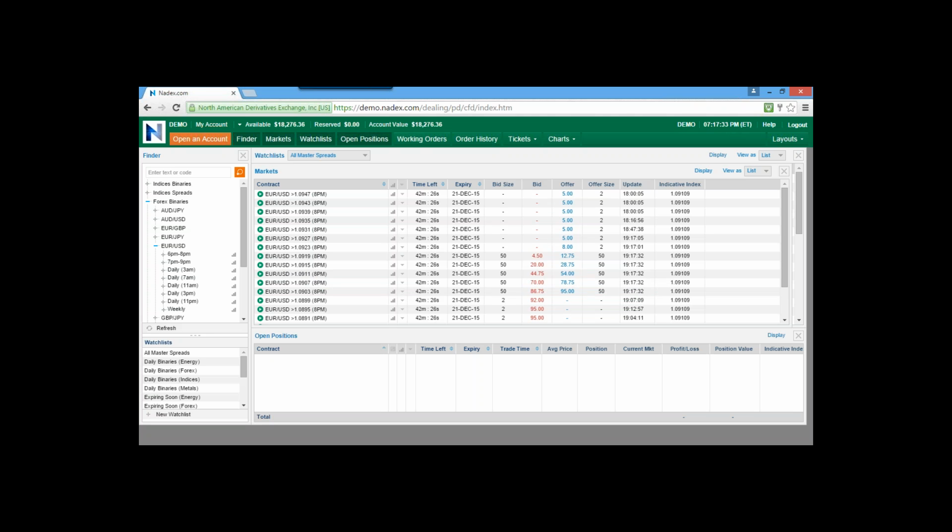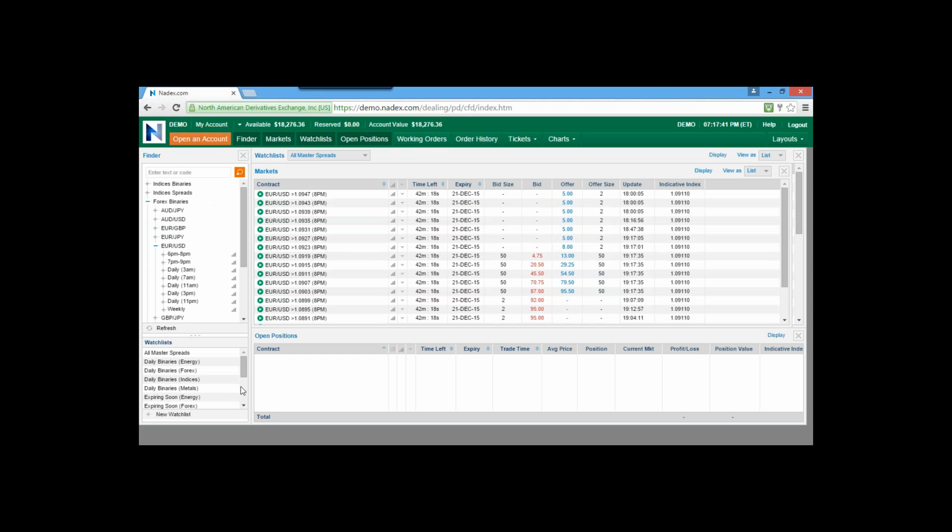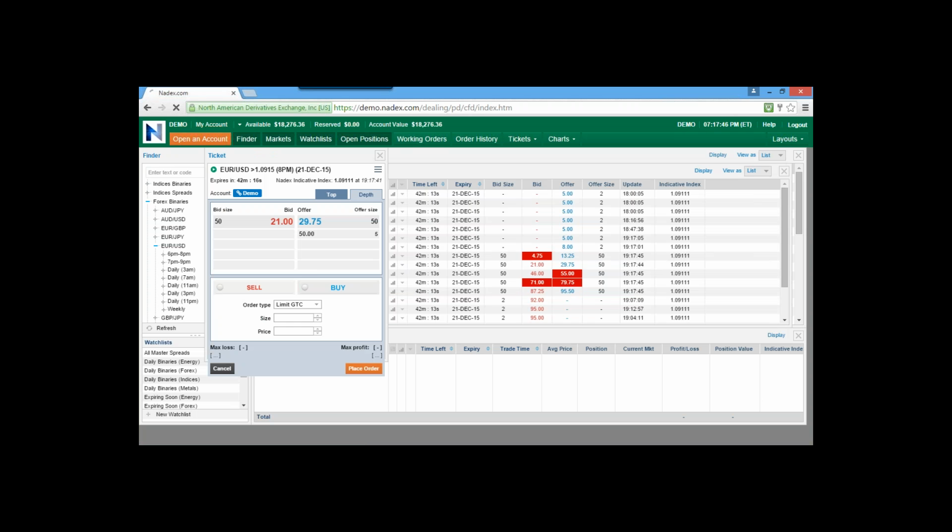I would get what I sold it for. Okay, so there are different binary contracts to choose from. Now let's talk real quick about the pricing. For example, if I pull up this contract right here, I can buy this contract for $28, $29, or I can sell it for a little over $20.